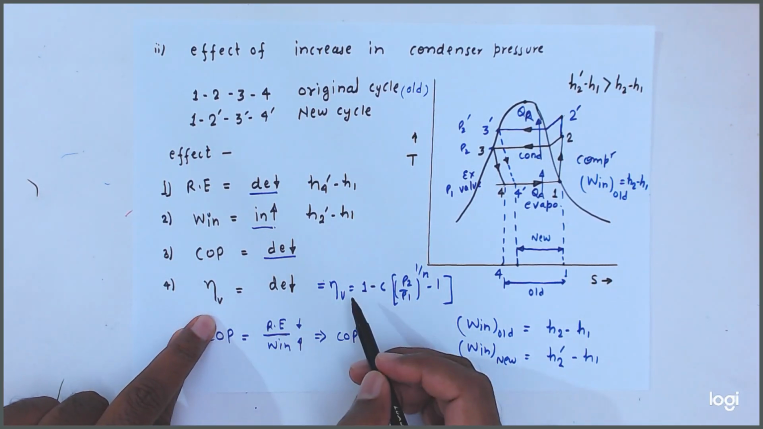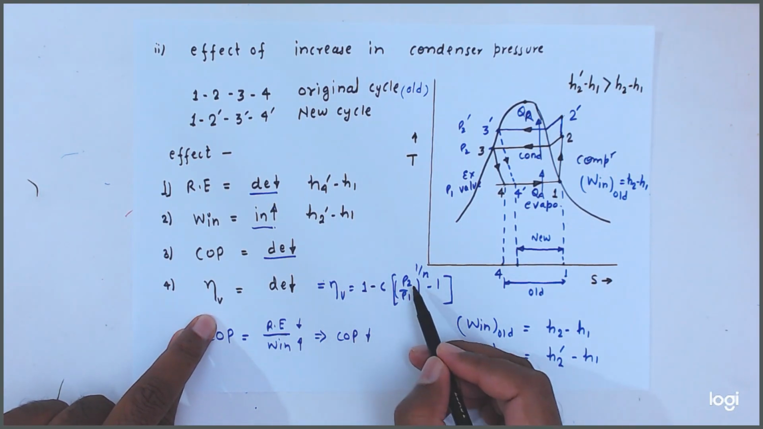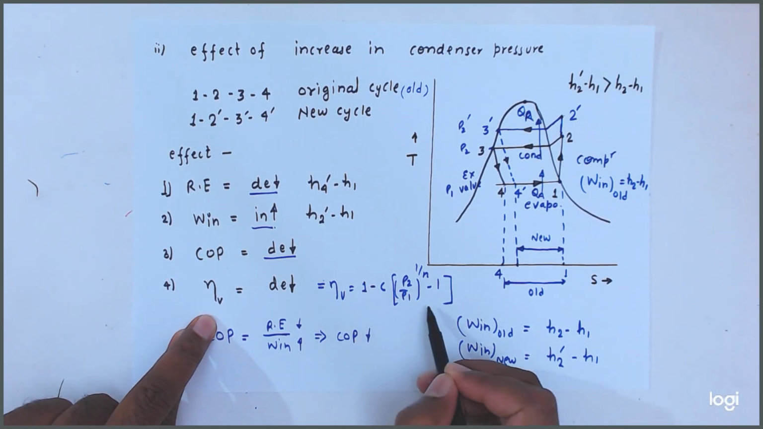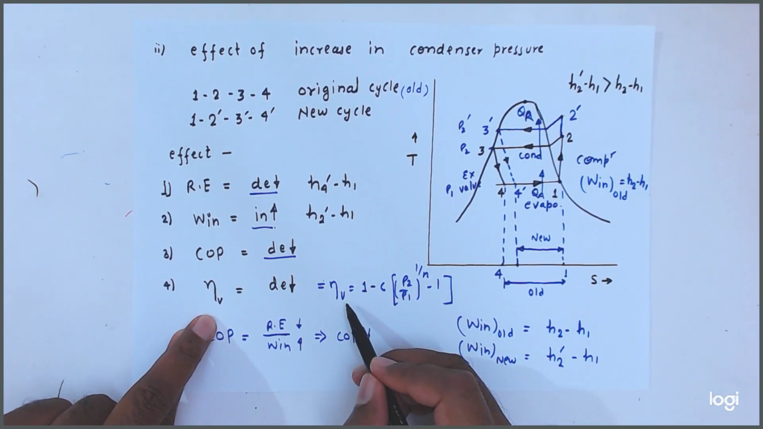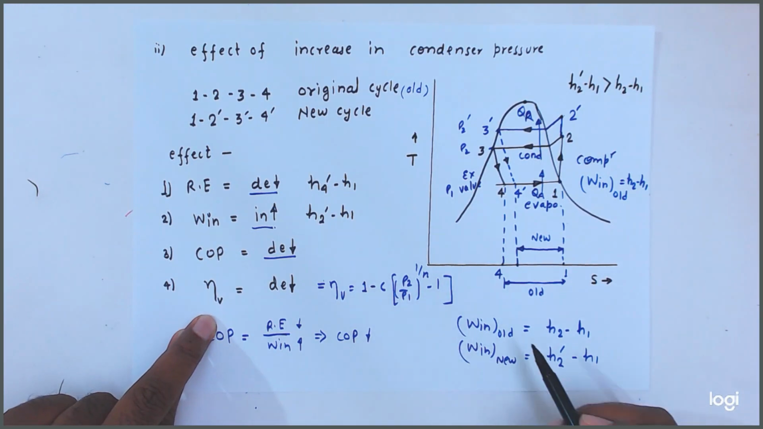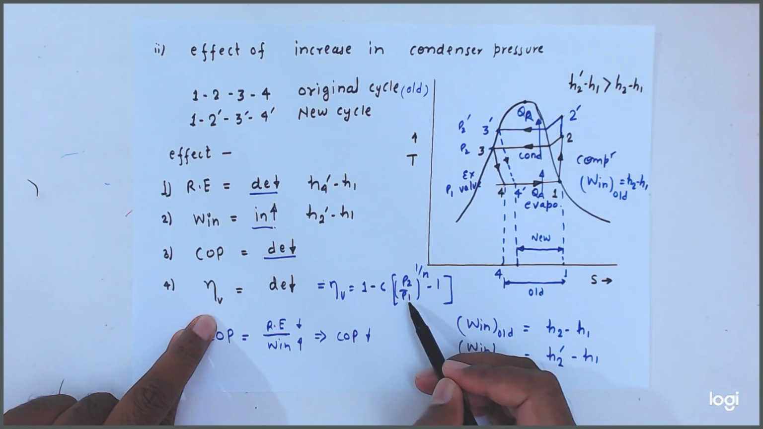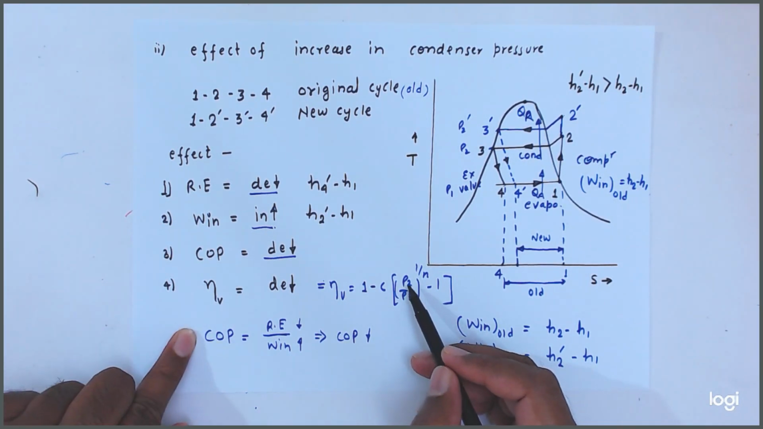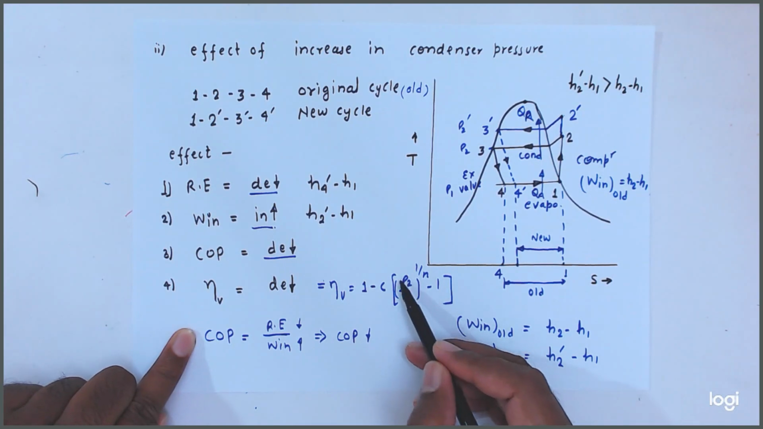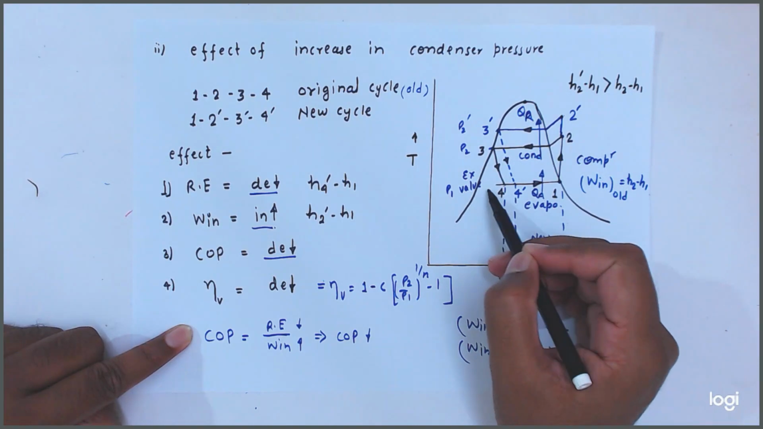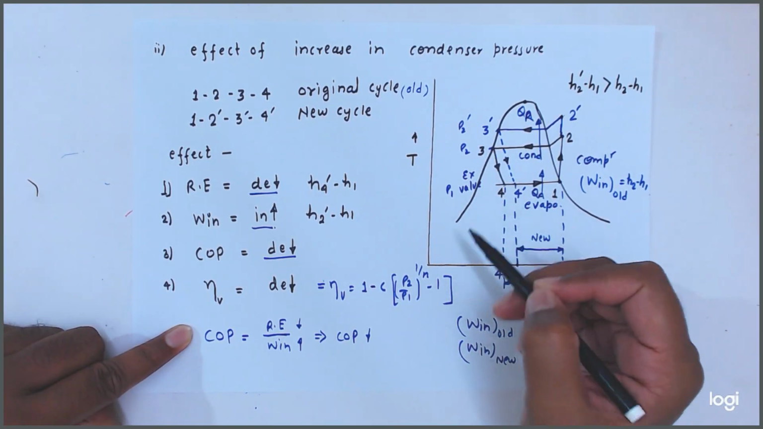Volumetric efficiency is equal to 1 minus C times (P2 upon P1) to the power 1 upon N, minus 1. This is the formula for volumetric efficiency for the reciprocating compressor. Getting friends? Here you see C is the clearance ratio, N is the polytropic index, and P2 upon P1 is the pressure ratio. This is the P2, this is the P1. So P2 upon P1 is the pressure ratio.